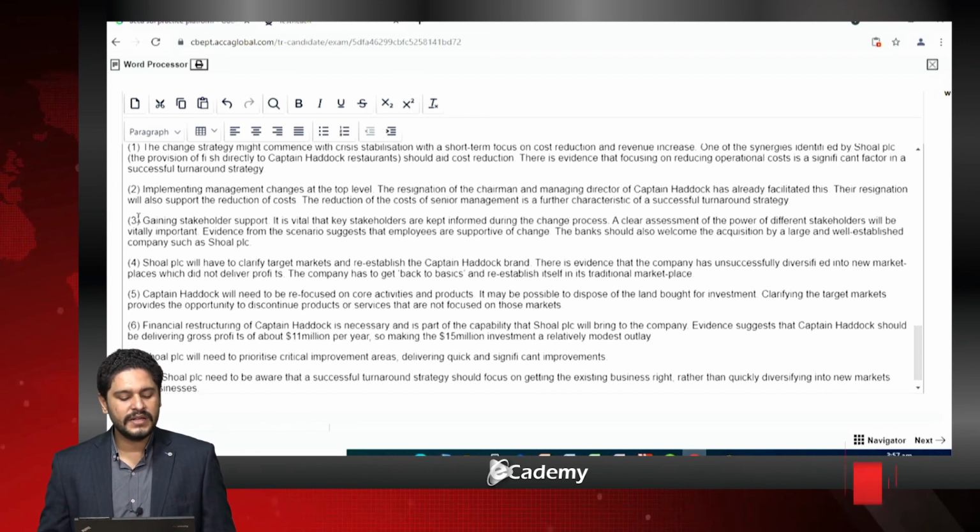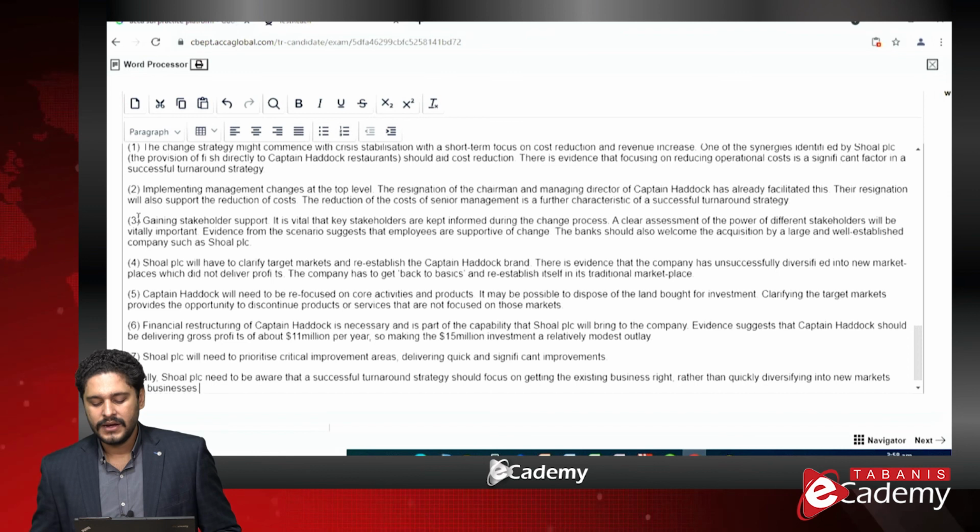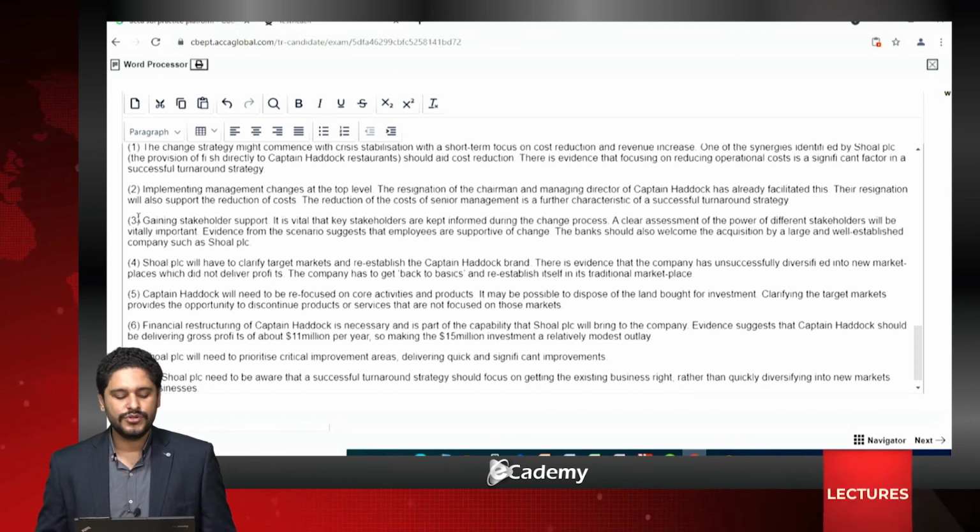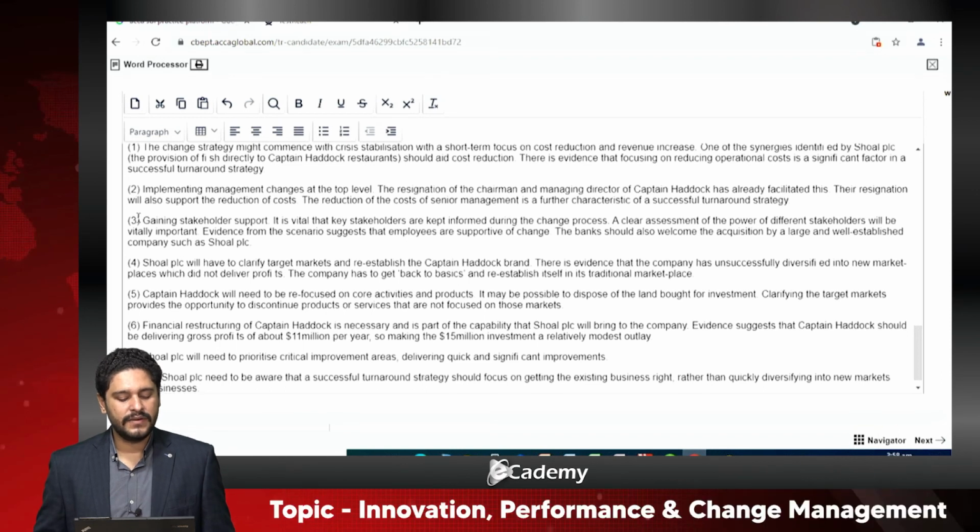Then it says Shoal PLC will have to clarify target market and re-establish the Captain Haddock's brand. There is evidence that the company has unsuccessfully diversified into new marketplaces which did not deliver profits. The company has to get back to basics and re-establish itself in its traditional marketplace. Captain Haddock will need to be refocused on core activities and products.